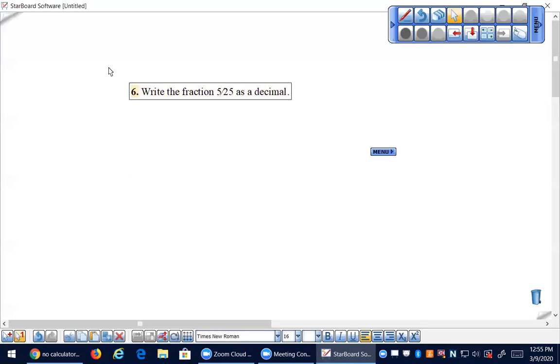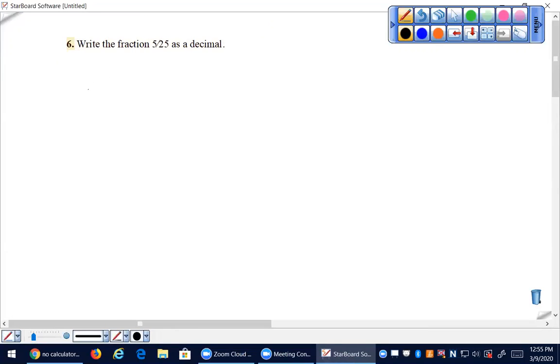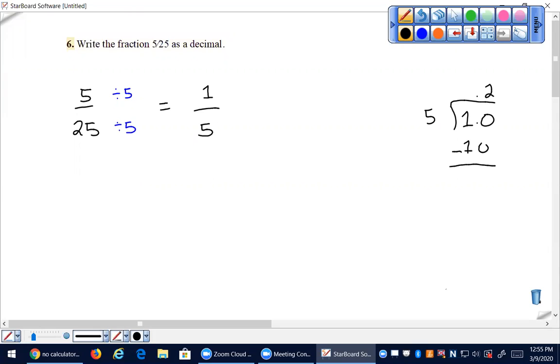So 5/25. First, I'll reduce it. Okay. Get to 1/5. Maybe you know that. If you don't know what decimal that is, then go off to the side. So 2 times 5 is 10, and I'm done. So 0.2.